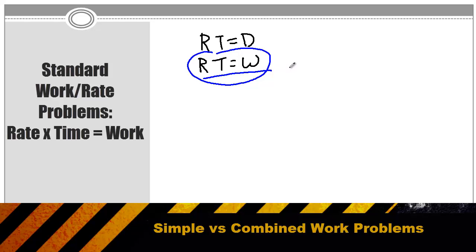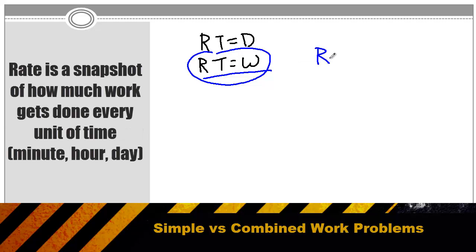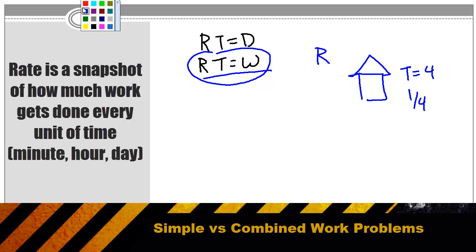And to understand where they come from, you first have to remember, what does rate stand for? Rate is a snapshot of the work someone gets done every unit of time for whatever you're measuring. So every hour or every day or every minute. For example, if I'm building a doghouse and it takes me 4 hours to build this doghouse, another way of writing that is every hour I get 1/4 of the job done.